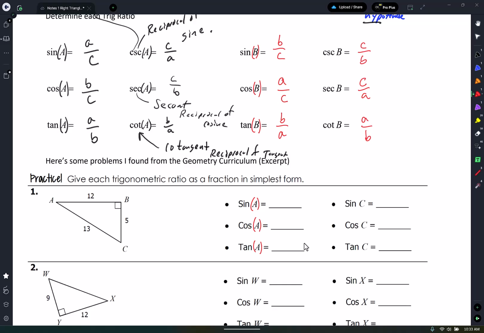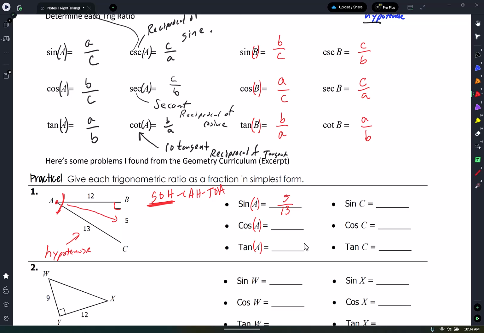This says sine A, so go to vertex A. I'm going to put a little angle like that. Make sure you know what the hypotenuse is. My right angle aims at the hypotenuse, so that 13 is your hypotenuse. Label it first. Let me write SOHCAHTOA. I'm going to underline the SOH, which stands for opposite over hypotenuse. I'm looking at A. What's opposite? 5. What's hypotenuse? 13.